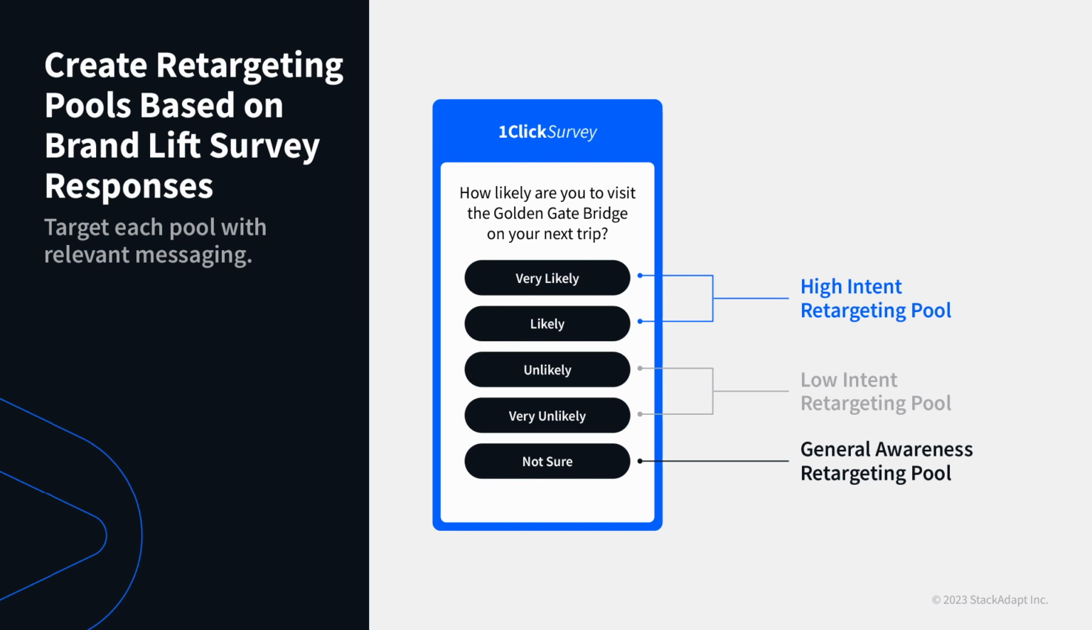At the bottom end, people who say not sure, we're aware that we haven't yet done our job in terms of awareness. So maybe we could put them into an awareness retargeting pool where we put some top of funnel messaging out there, trying to set that inspiration with the client. Those that are in the unlikely, very unlikely, would maybe go into a low intent retargeting pool where we don't want to prioritize budget as much, but we still want to make sure we're keeping them churning and keeping them moving through the process.